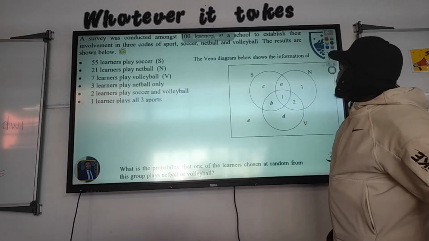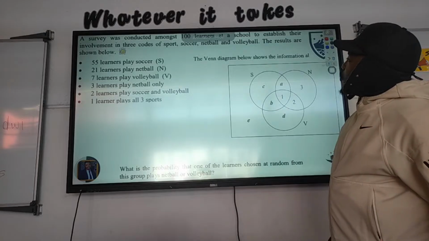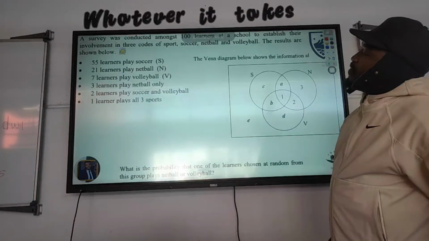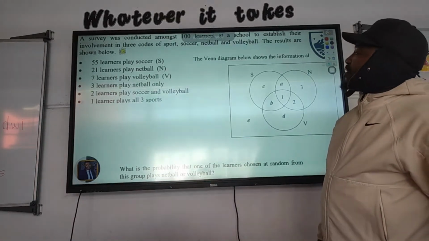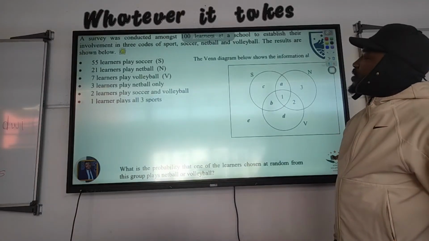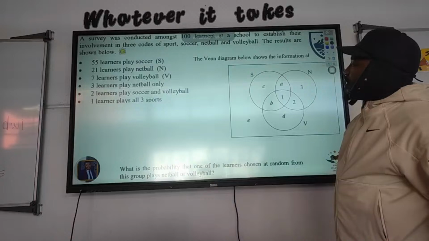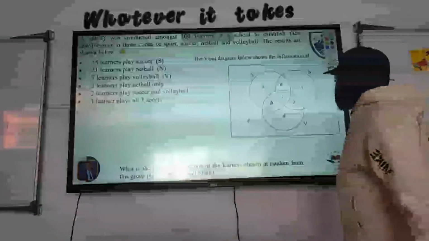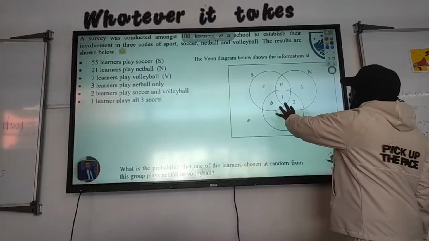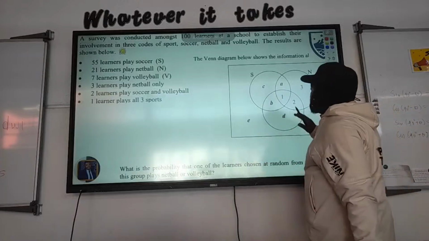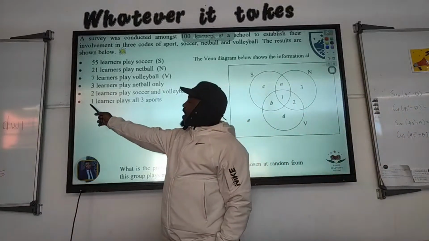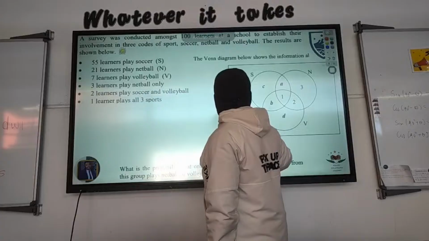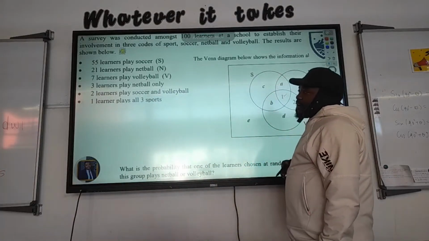So we have 55 learners that play soccer. We also have 21 learners that play netball. We have 7 learners that play volleyball. We have 3 learners that play netball only. We have 2 learners that play soccer and volleyball, and we have 1 learner that plays all 3 sports. The information that has been placed here, I want us to verify it. We have 1 learner that plays all 3 sports, shown in the center. This is fine.